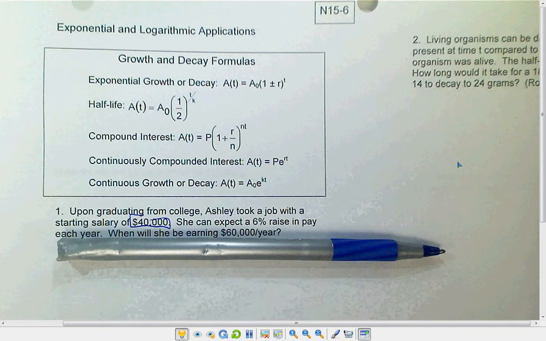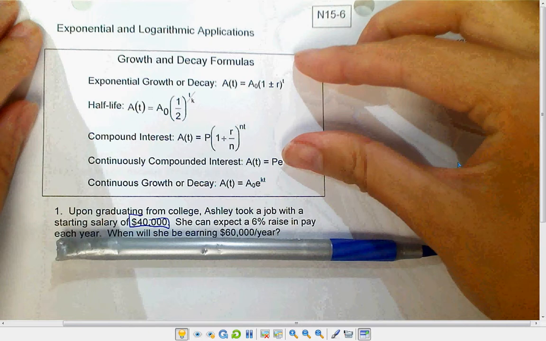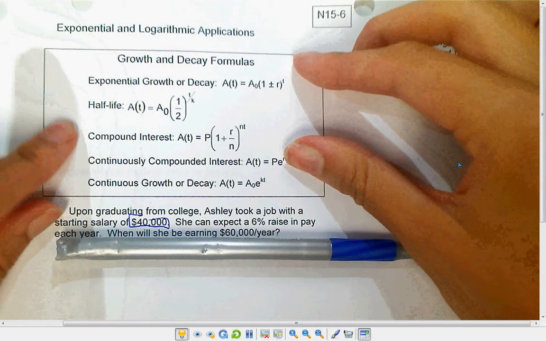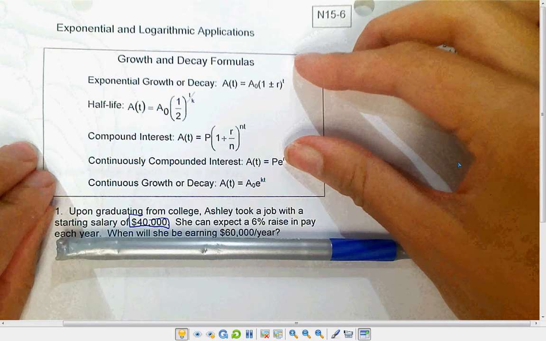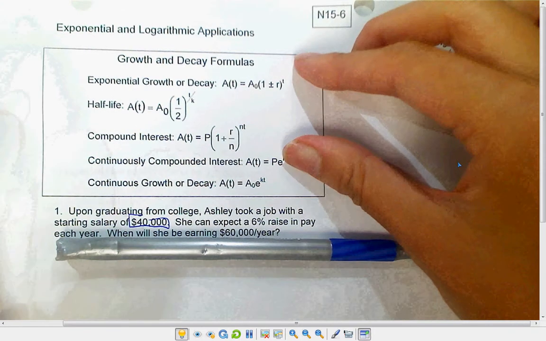Next lesson is going to be applying how to solve exponential and logarithmic equations to the real-life situations that we used last unit. So we're going to be using the same 5 equations that are up on the board, and now we can actually solve these equations. So let's take a look at number 1.